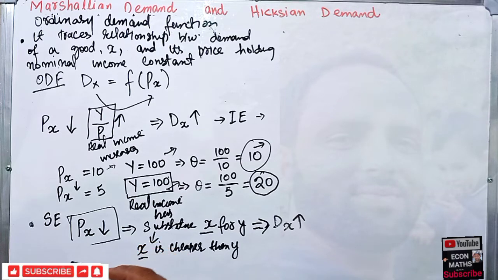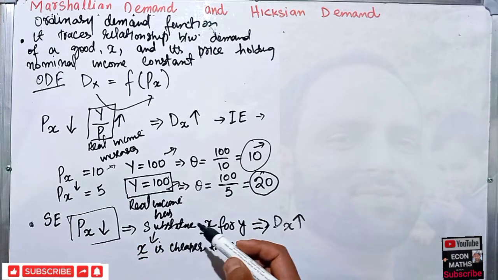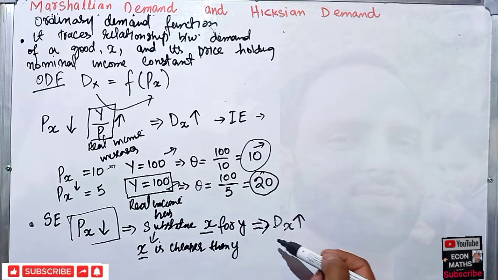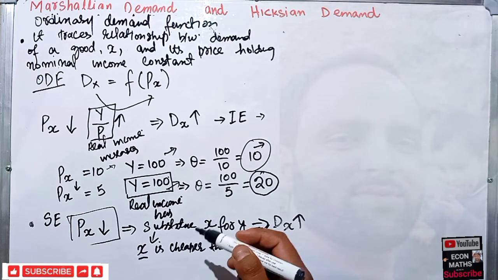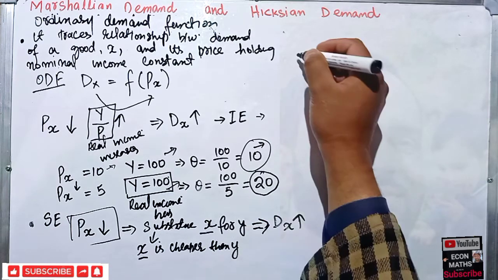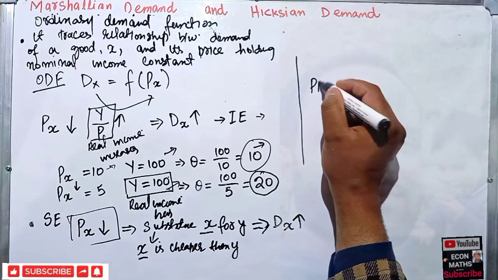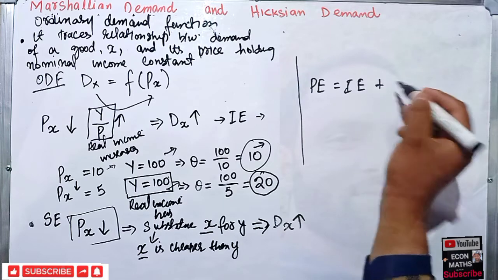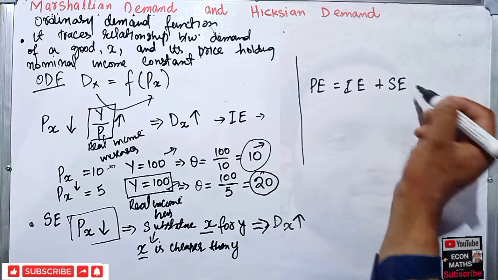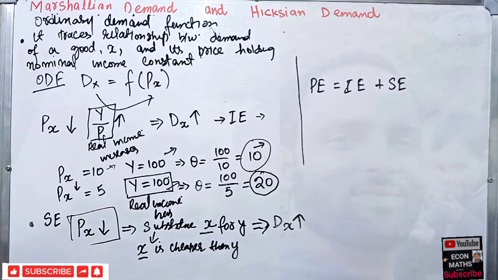When the price of a good decreases, this same good becomes cheaper than the other good, so obviously demand for that good will increase. Okay, so the price effect in the ordinary demand function is composed of the income effect plus the substitution effect. Okay, so we can also say the ordinary demand function is a problem of maximization. So I will rub this.